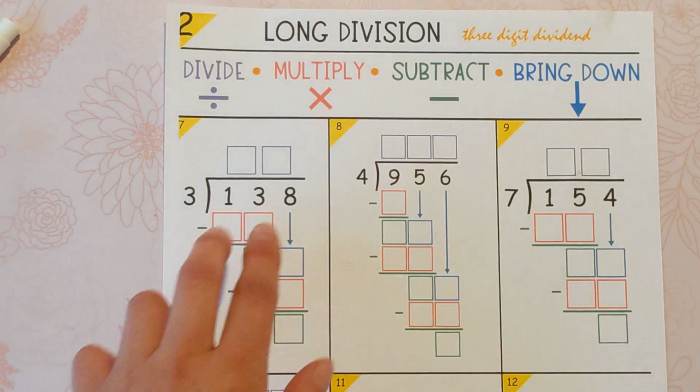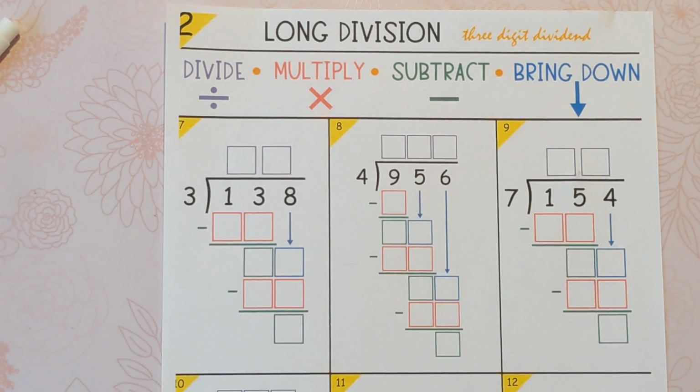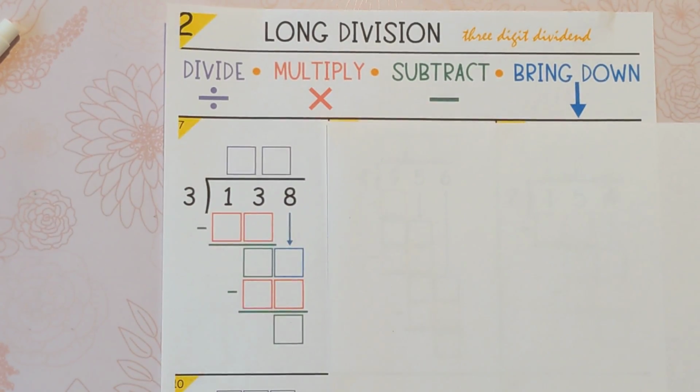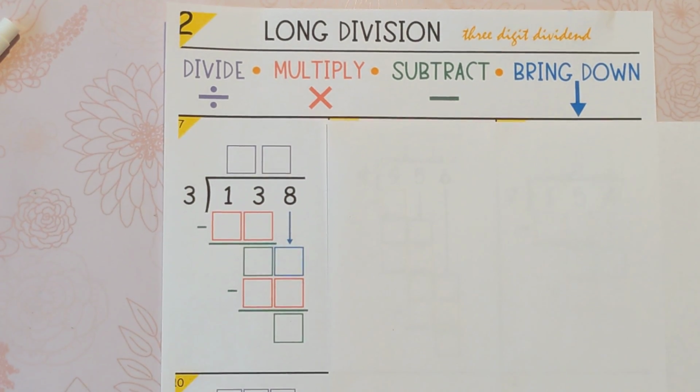We are using 3 digits here, but the steps are still the same. So even as you add digits, it doesn't make it that much more challenging. So go ahead and grab these worksheets from the description, follow along, or you can use a piece of paper, and we'll go ahead and get started.